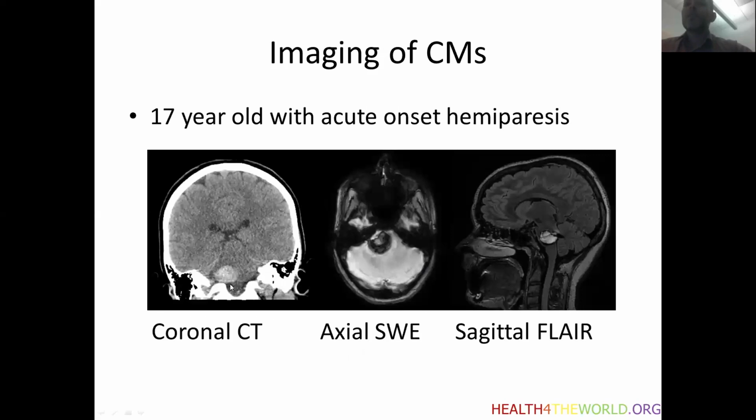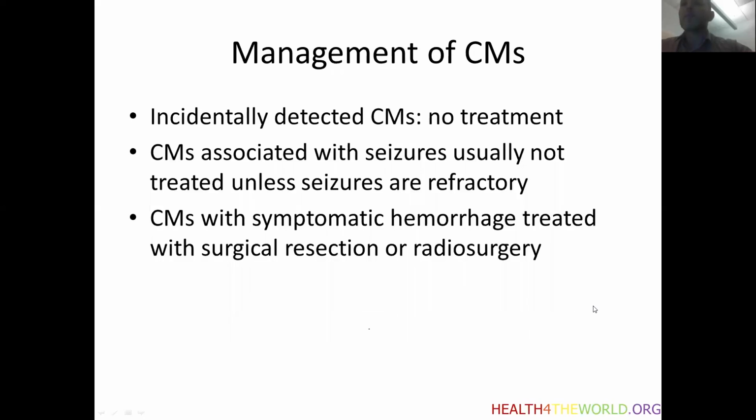So this is an example of a 17-year-old girl who presented with acute onset of hemiparesis and was found to have a sort of discrete globular type hemorrhage within the pons. You can see on the FLAIR image that it's relatively round and it has this rim of hypointense signal. So this was a pontine cavernous malformation that had bled and was surgically resected.